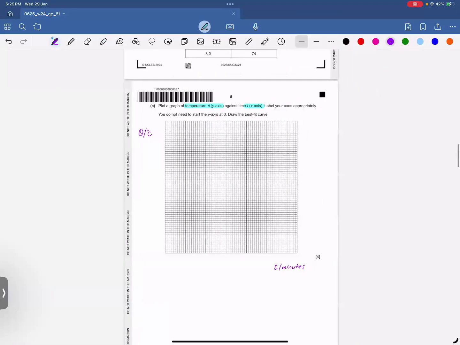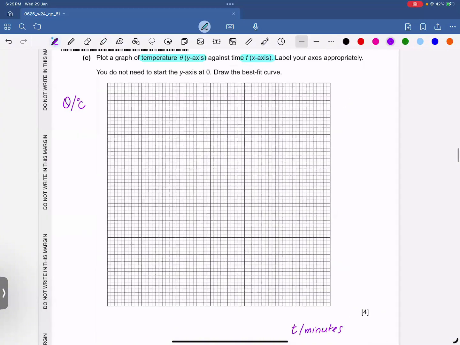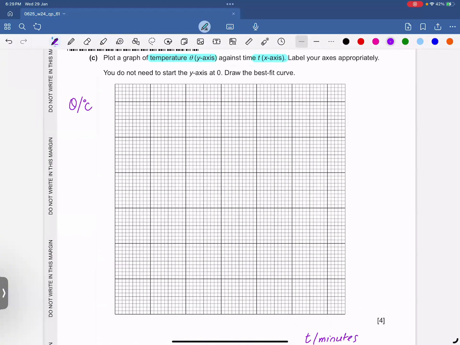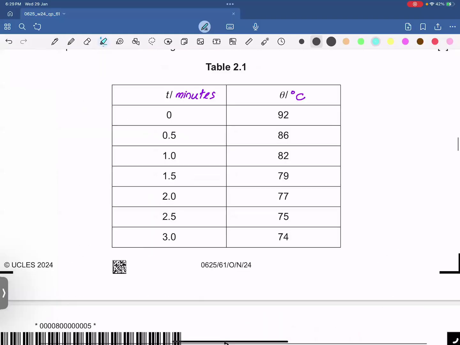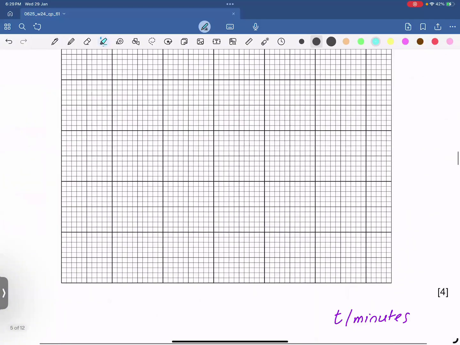All right. Now they ask you, you do not need to start the y-axis at 0. Draw the best fit curve. It's very rare that they tell you to draw a curve so that you are not confused, so they are easy to you. Now, x-axis unit, first of all, let's check. The x-axis is uniform intervals of 0.5, so we can plot them as they are.